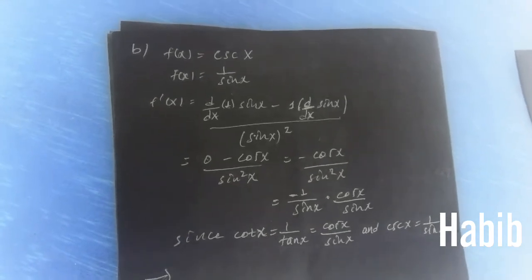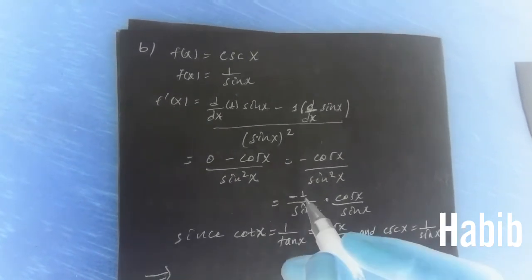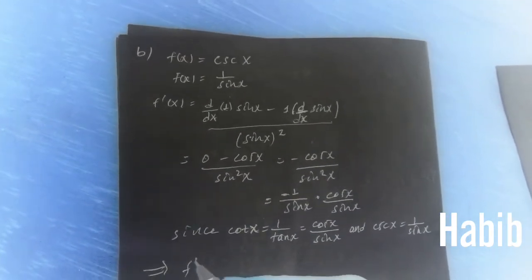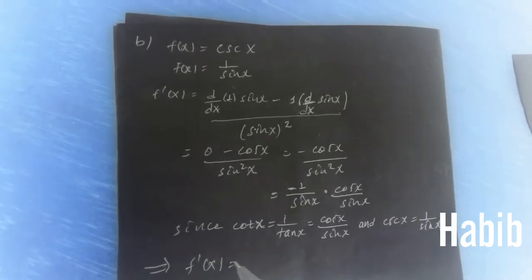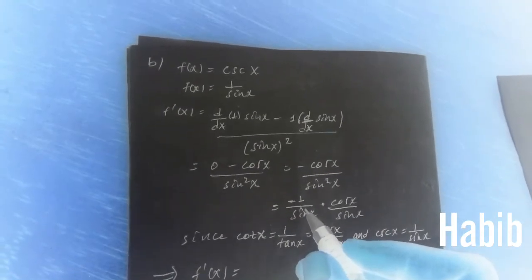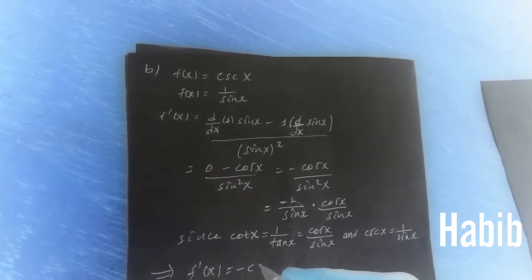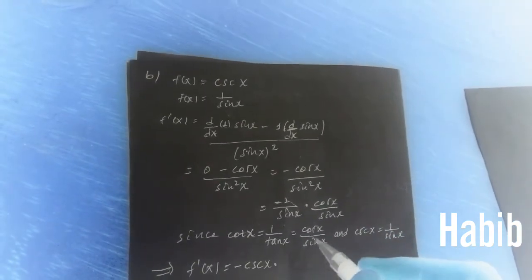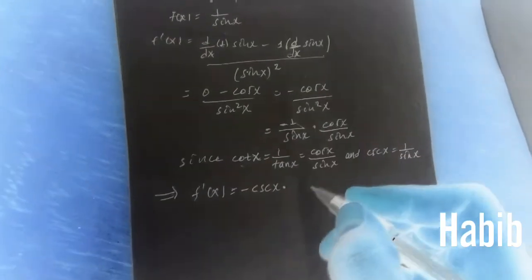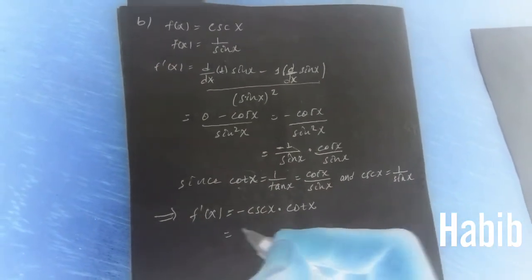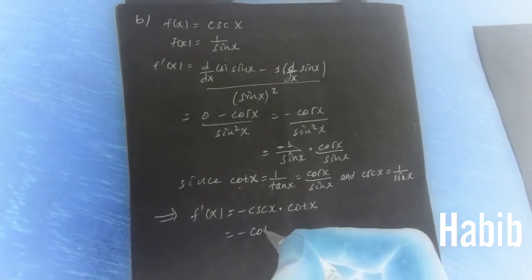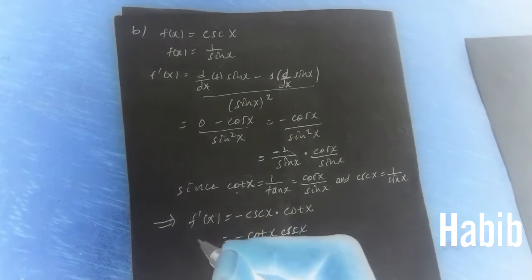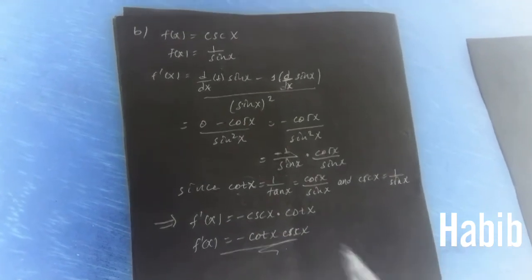We can substitute cot x and cosec x in place of cos x over sin x and 1 over sin x. Therefore, we can rewrite the derivative: f derivative at x is equal to minus, 1 over sin x is cosec x, so minus cosec x times cos x over sin x, which means cot x. Therefore, we can rewrite this in the form minus cot x times cosec x. This is the derivative of the function cosec x with respect to x.